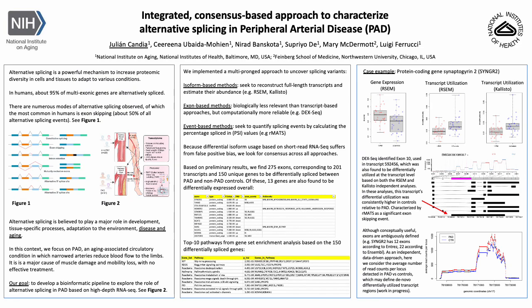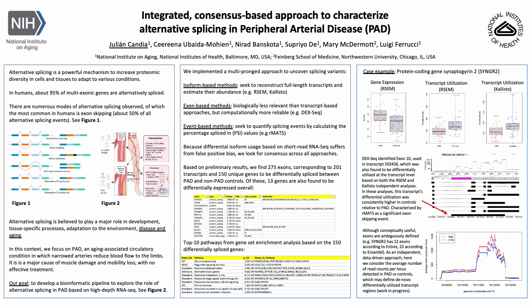Hello, this poster presents our work on an integrated consensus-based approach to characterize alternative splicing in peripheral arterial disease, or PAD. Alternative splicing is a powerful mechanism to increase proteomic diversity in cells and tissues to adapt to various conditions. In humans, about 95% of multi-exonic genes are alternatively spliced. There are numerous modes of alternative splicing observed, of which the most common in humans is exon skipping, which is about 50% of all alternative splicing events, as shown in Figure 1.